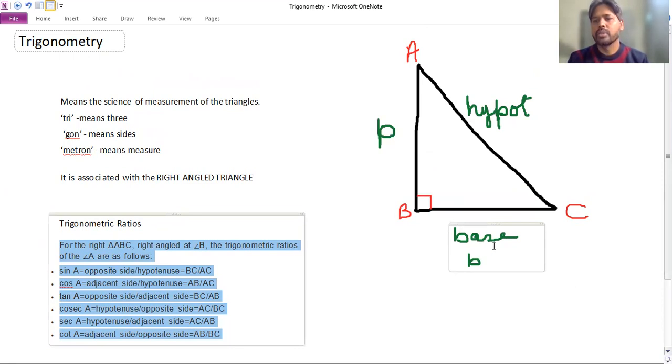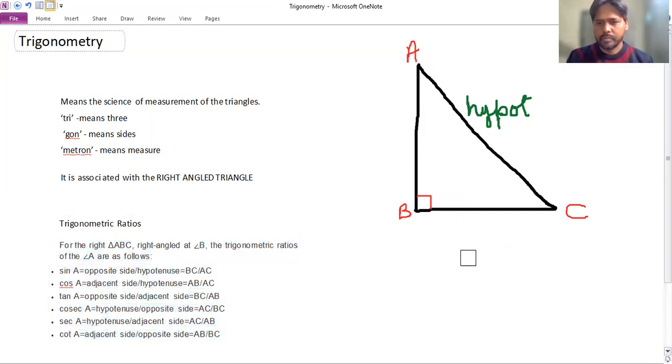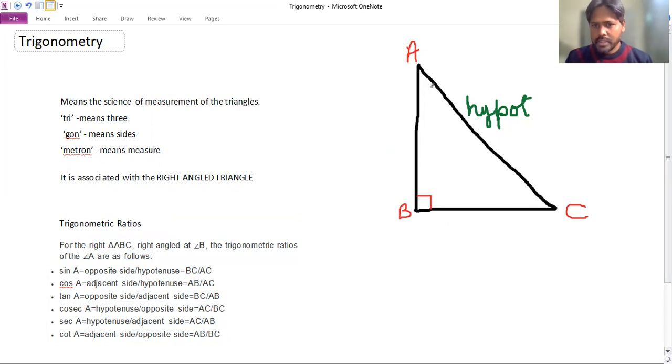And this base is also known as, sometimes it's also known as the adjacent. Why it is called adjacent, I will just explain it to you. Suppose that we are having an angular value, say I am going to find out the measurement with respect to angle A. Since this is the angle for which we are trying to find out the measurements of different sides of the triangle, I'm marking it as an angle theta.